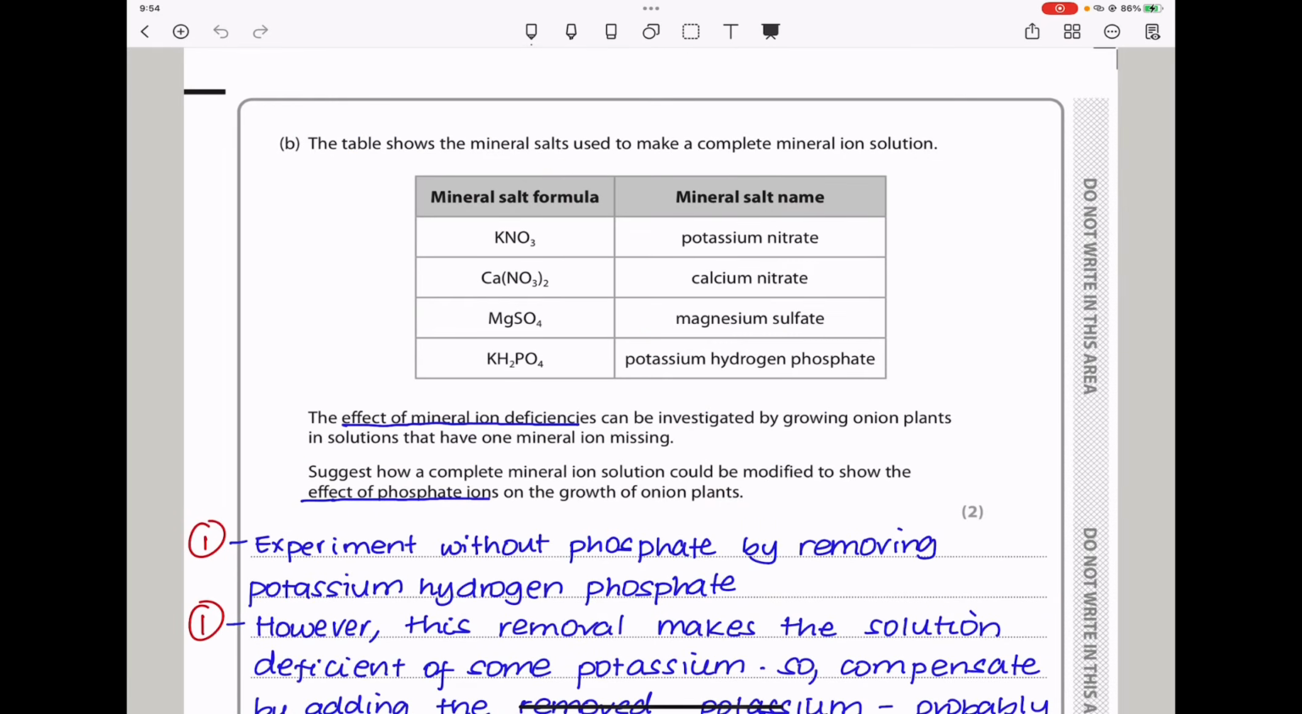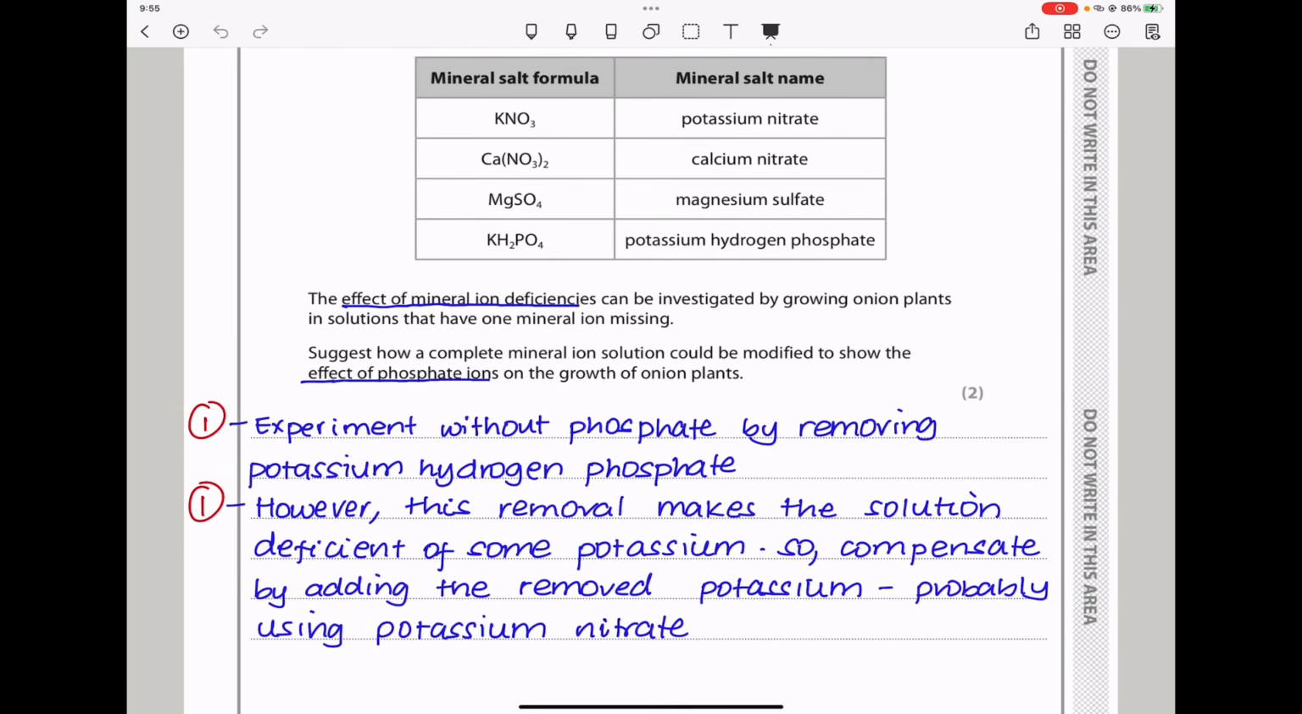Moving on. The table shows the mineral salts used to make a complete mineral ion solution. So we have the mineral salts, we have potassium nitrate, calcium nitrate, magnesium sulfate, and potassium hydrogen phosphate. So they say the effect of mineral ion deficiencies can be investigated by growing onion plants in solutions that have one mineral ion missing. Suggest how a complete mineral ion solution could be modified to show the effect of phosphate ions on the growth of onion plants. If you want to know the effect of phosphate, then it means it has to be removed. So we have to remove the potassium hydrogen phosphate, meaning carry out an experiment without potassium hydrogen phosphate.